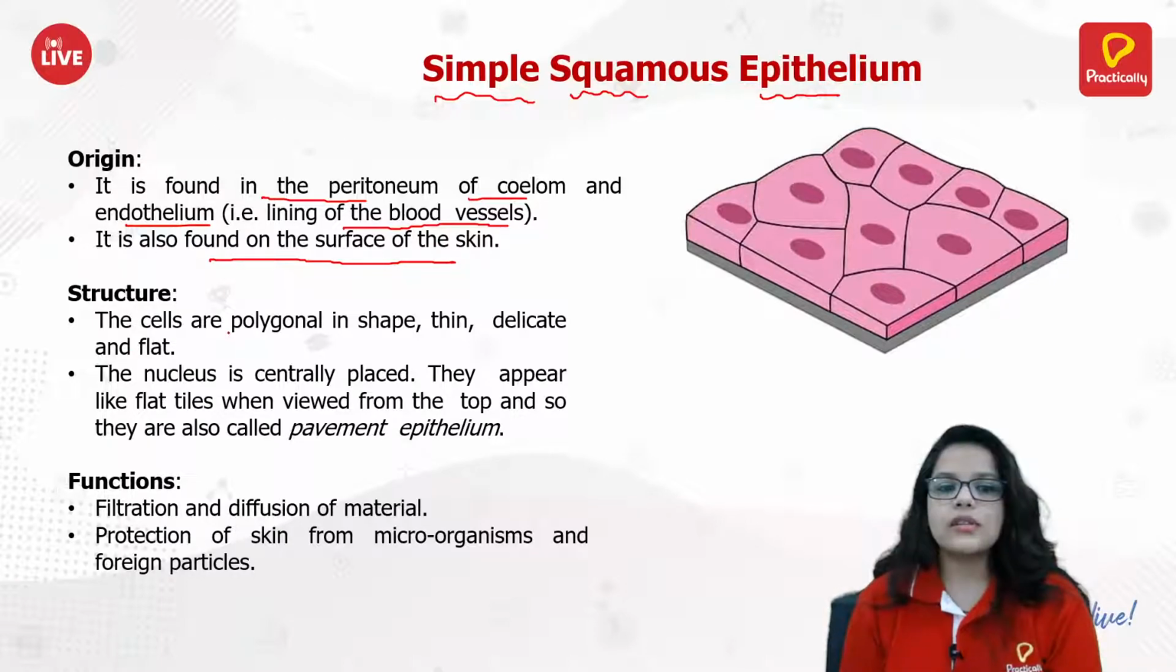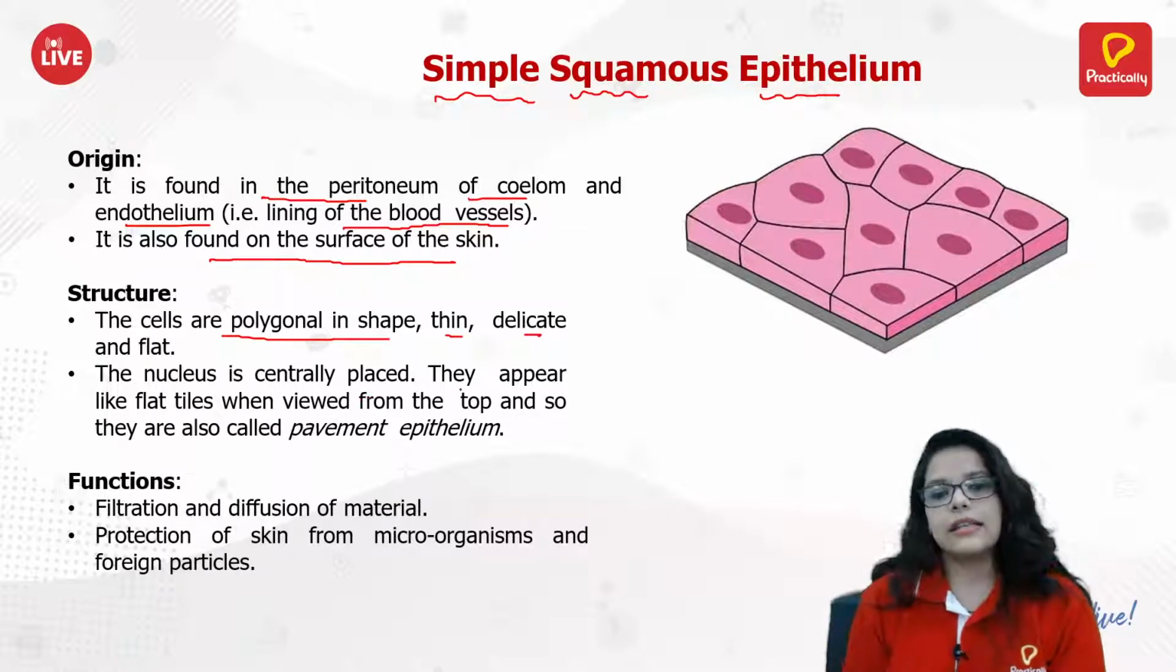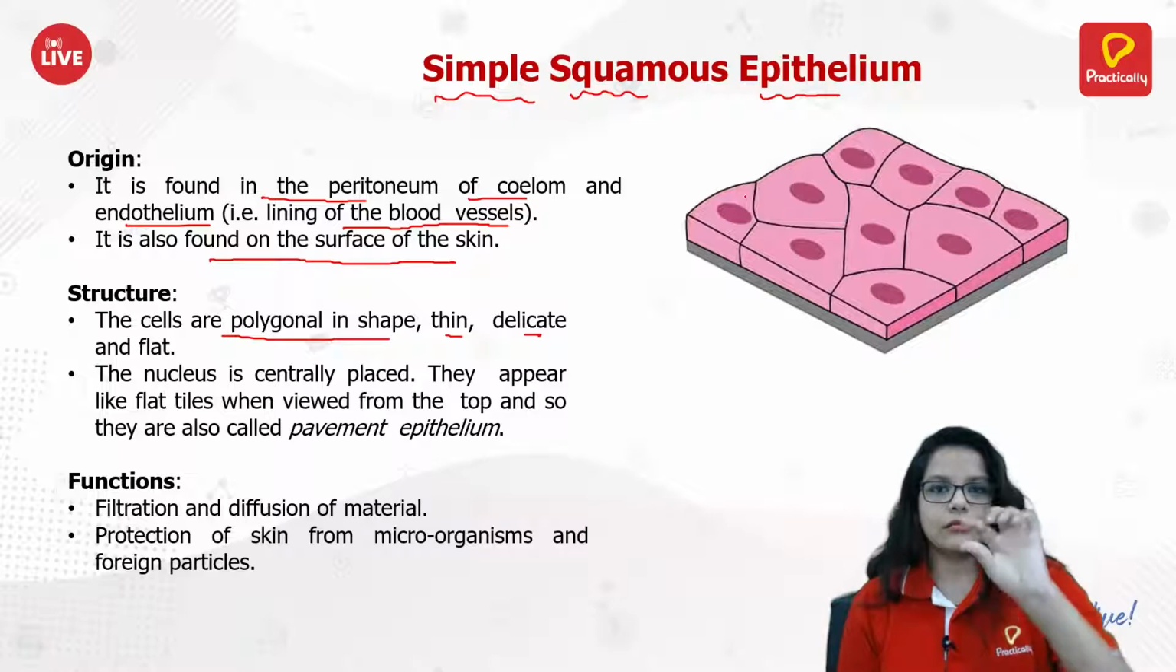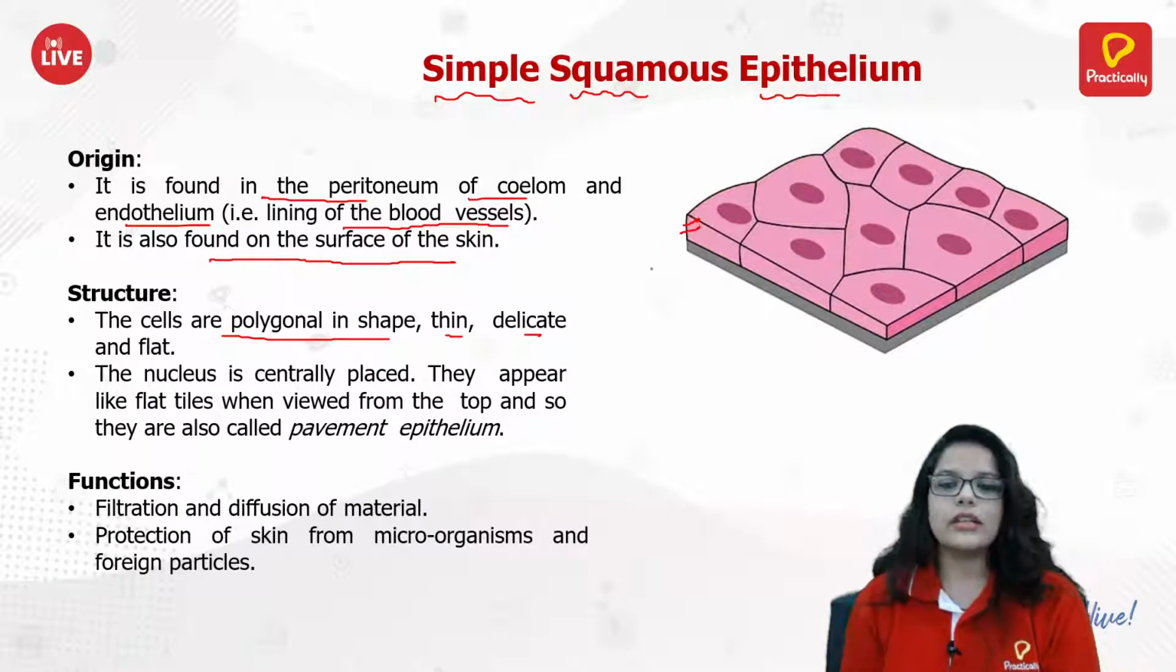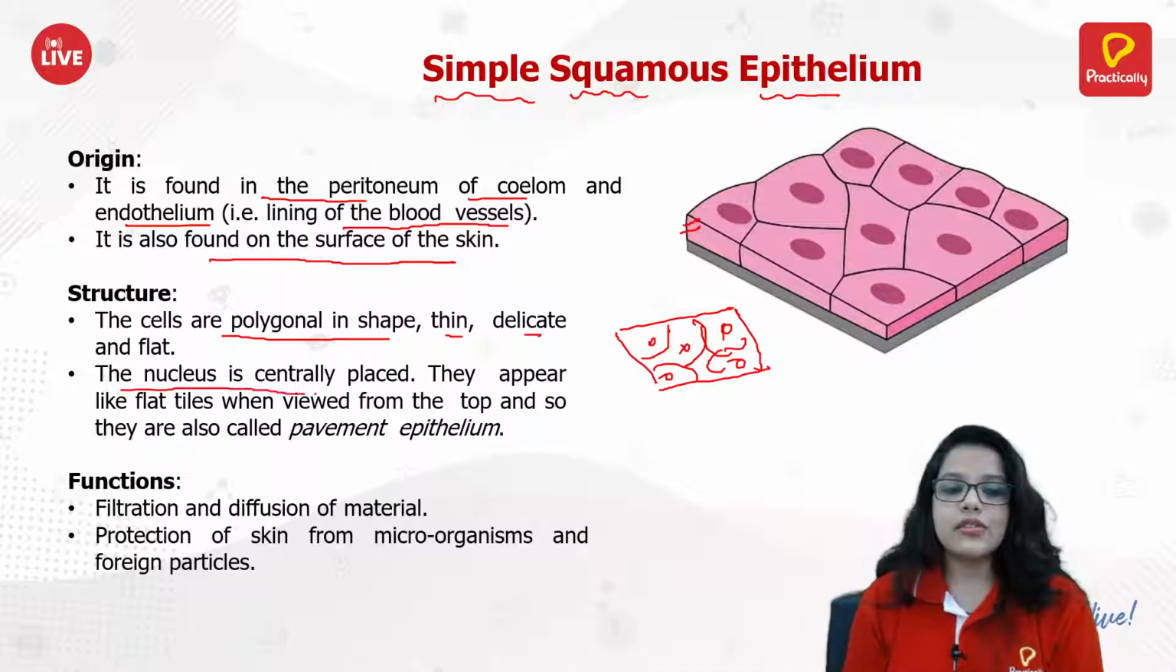What about the structure? You can see they are polygonal in shape, thin, delicate, and flat. They are very flat. Here, just to show, we have drawn a layer, but this is just imaginary. It is just a flat kind of structure like this, with a nucleus. The nucleus is centrally placed.